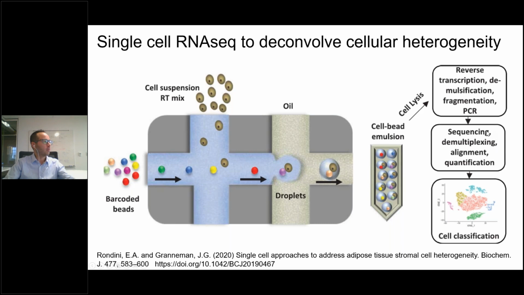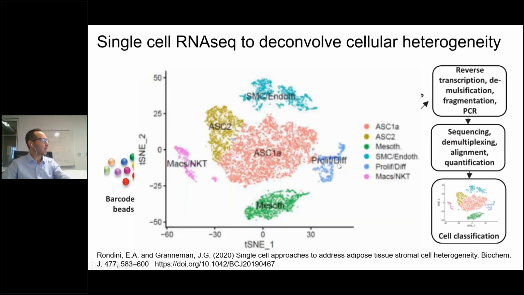This is followed by sequencing, demultiplexing, and alignment, where we arrive at this cell classification at the single cell level, which allows us to identify potential novel cell populations that reside within adipose tissue, or potentially identification of novel adipocyte progenitor cells, such as ASC1 cells or ASC1A cells, and identify proliferating and differentiating cells depending upon the expression of proliferating markers. And again, allow us to identify novel cell types that might reside within adipose tissue, such as cells that have a mesothelial expression profile.